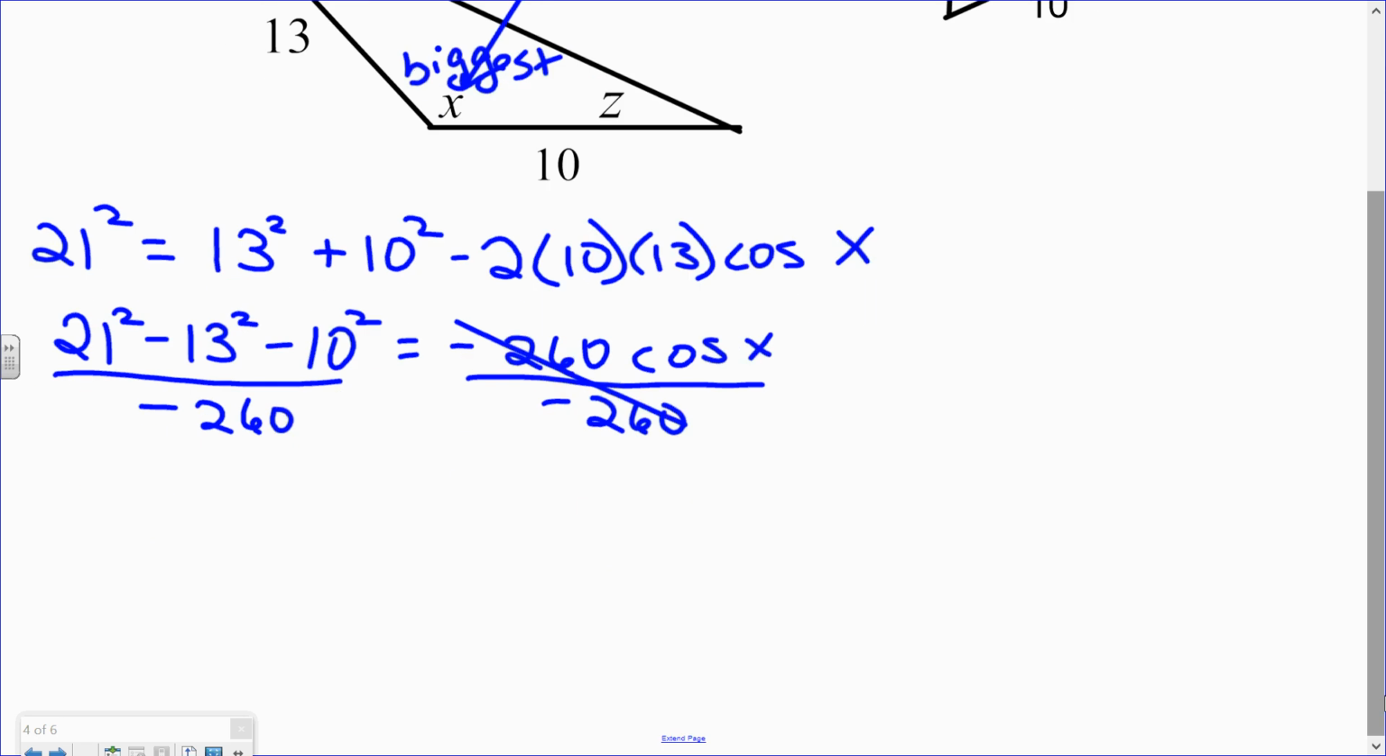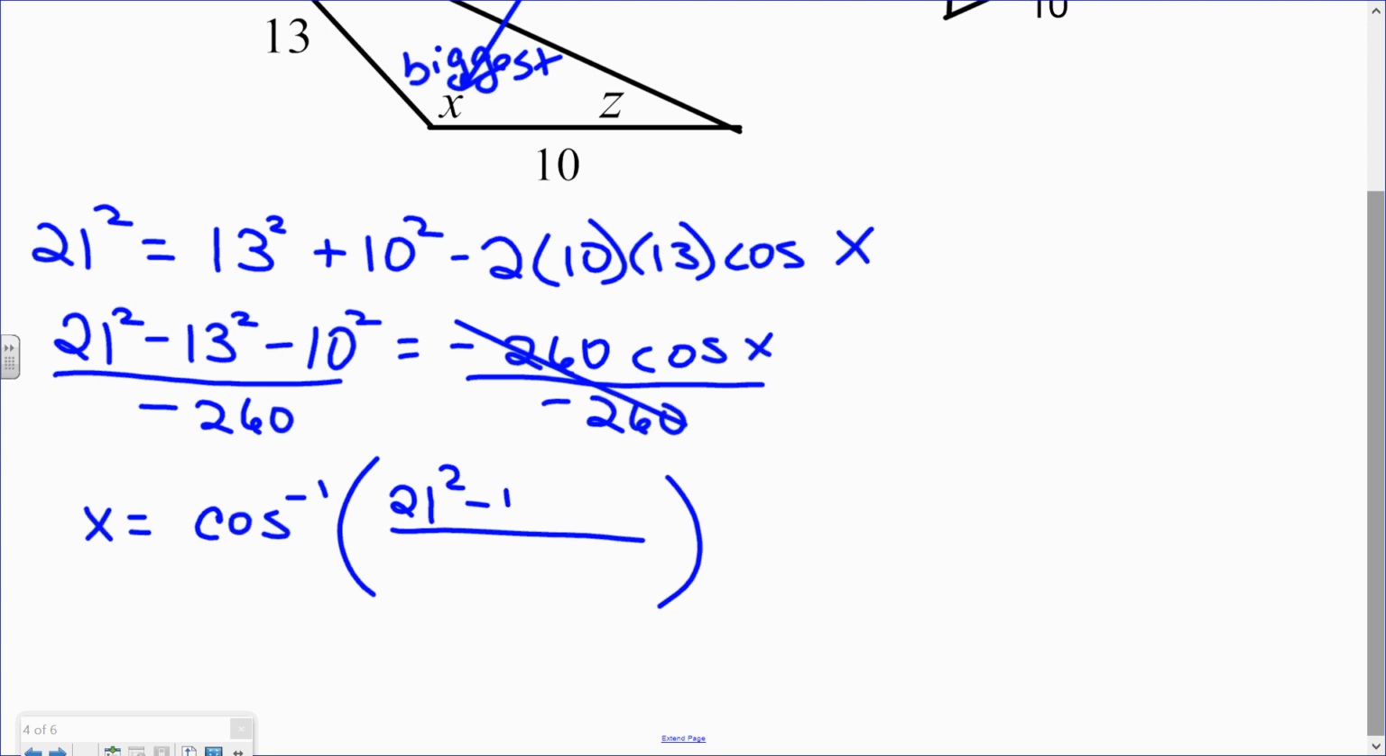So if I want just x, what am I going to enter? What do I have to do for x? Inverse cosine. So we're going to write down exactly how we need to enter the whole thing with a calculator. The inverse cosine of, use that fraction template, 21 squared minus 13 squared minus 10 squared divided by negative 260.